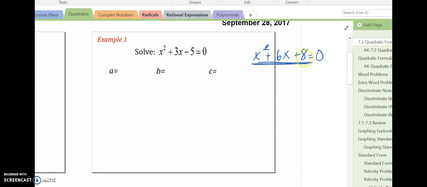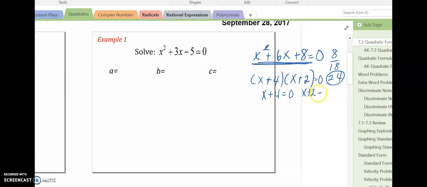You would factor. You would find factors of 8, which are, remember, 1 and 8, and 2 and 4. Out of those factors, which give me 6? So you would get x plus 4 and x plus 2. Okay? And then if it was set equal to 0, we would do x plus 4 equals 0, and x plus 2 equals 0, and x equals -4, and x equals -2. So when I get that answer, it's -4 comma 0, -2 comma 0.